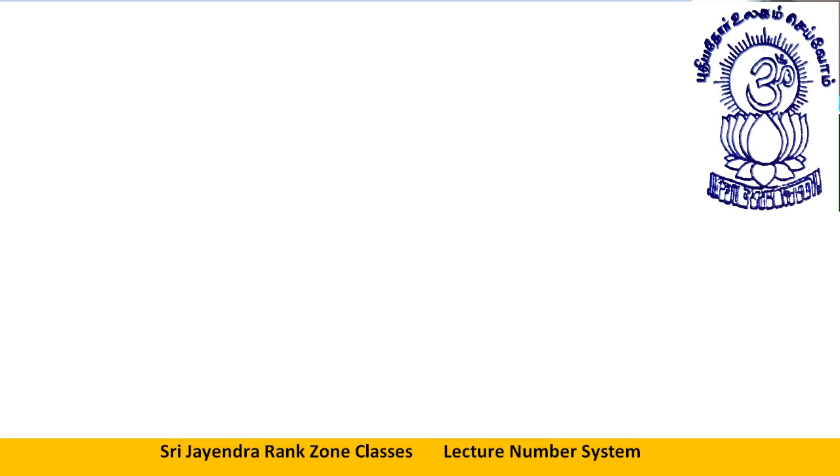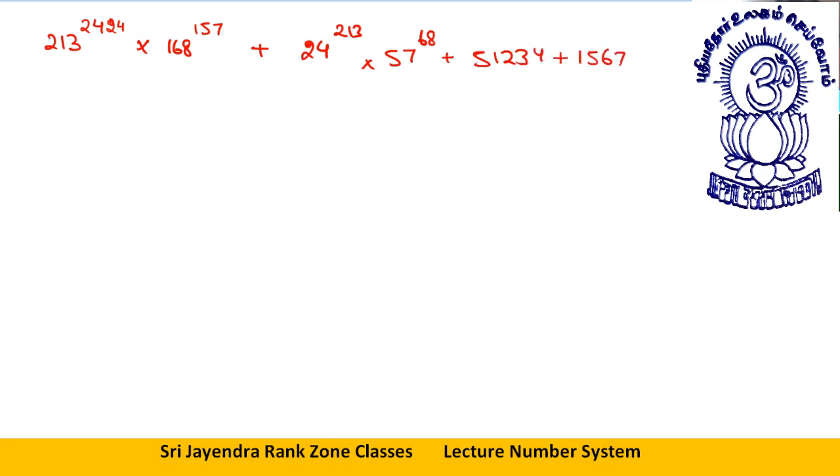The next question we have is 213 raised to power 24, into 168 raised to power 157, plus 24 raised to power 213, into 57 raised to power 68, plus 51234 plus 1567. Find the unit digit.